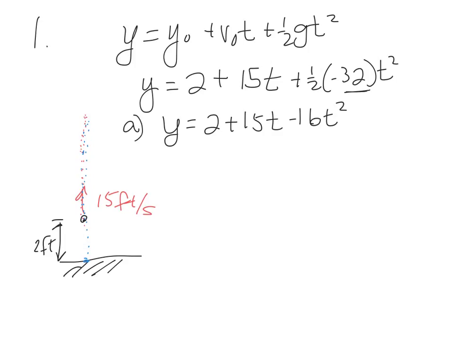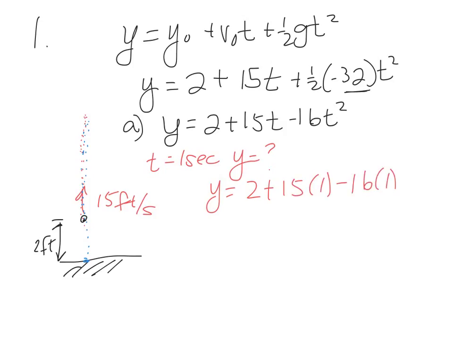Now part B says, when t is 1 second, what's y? Okay, so we changed that question. Instead of 2 seconds, it's 1 second. And so we're going to just plug in. y equals 2 plus 15 times 1 second minus 16 times 1 second squared, and we find out that y is equal to 1 foot. That means that the ball has gone up and it's come back down, and now it's at 1 foot above the ground. That's what we just answered.